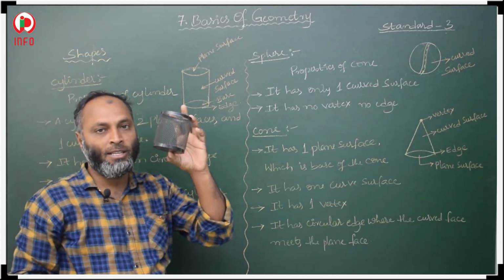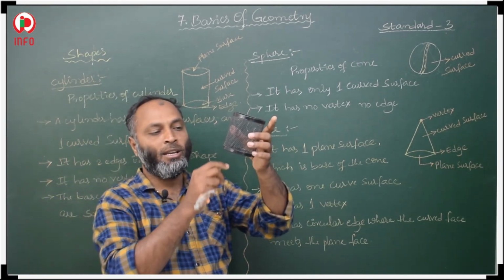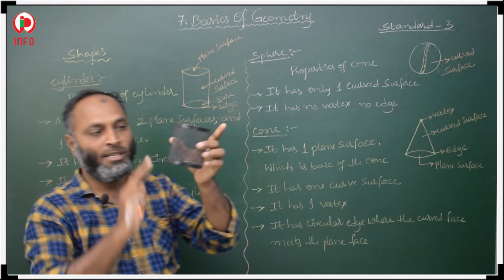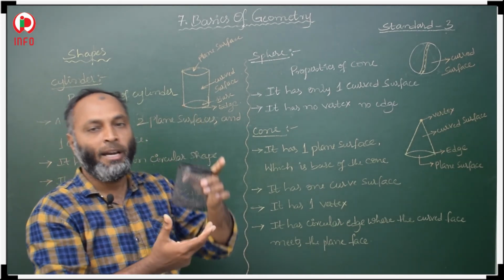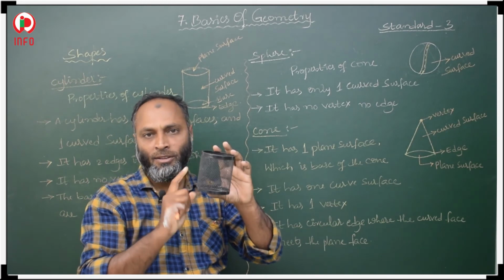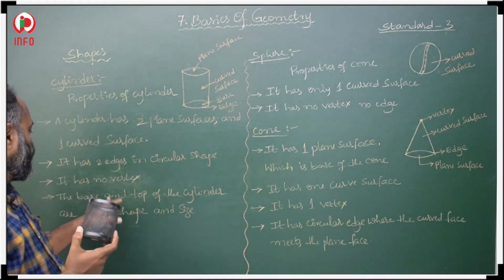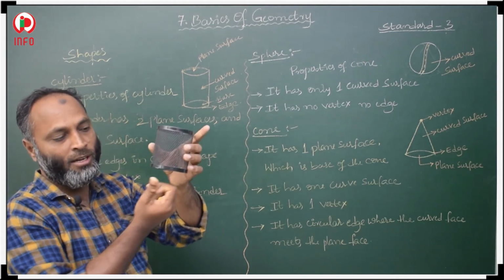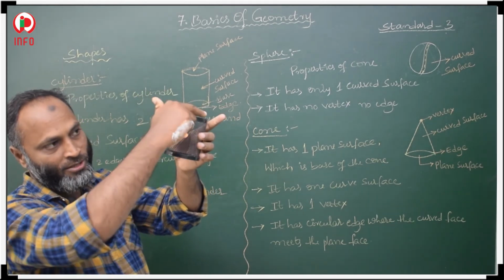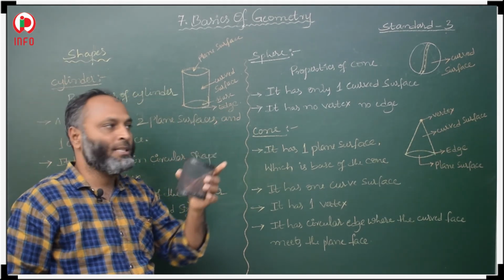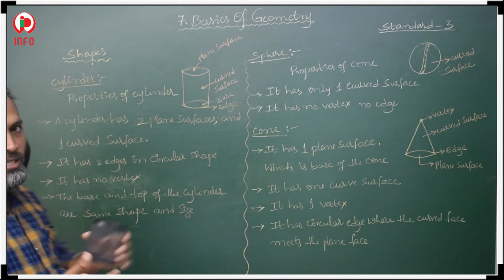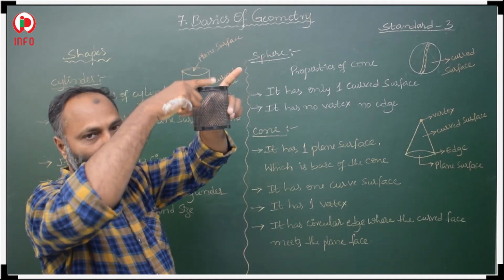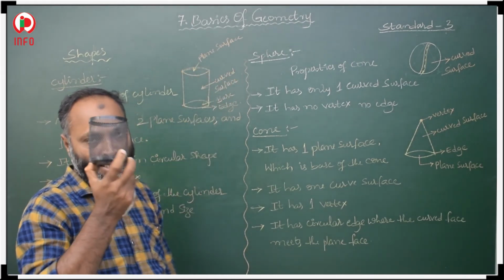So, once again, what is a cylinder? Cylinder has two plane surfaces, one is top and one is bottom, and one curved surface is there. And this cylinder has no vertex, and the base and top of the cylinder have the same size. Okay. So, it has two edges, one is bottom and one is top. Okay. So, this is about cylinder.